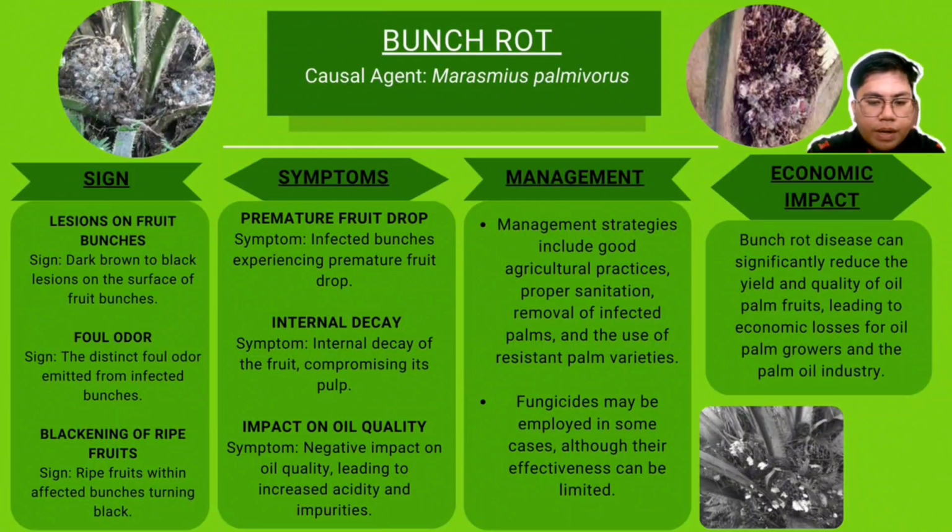Management approaches encompass adopting sound agricultural practices, maintaining proper sanitation, removing infected palms, and cultivating resistant palm varieties. While fungicide may be utilized in certain instances, its efficiency may be constrained. Consequently, bunch rot disease has the potential to markedly diminish oil palm fruit yield and quality, resulting in economic setbacks for both oil palm growers and the oil palm industry.